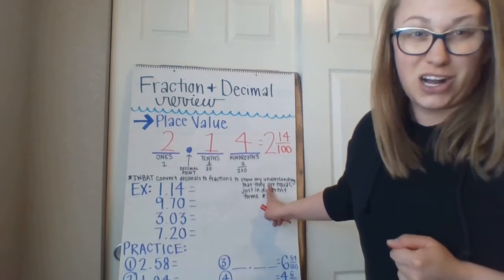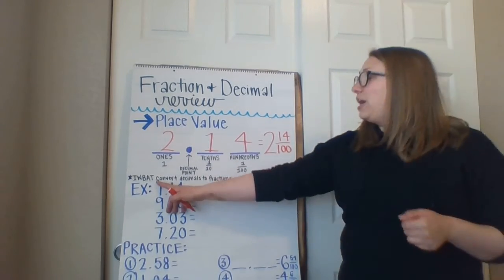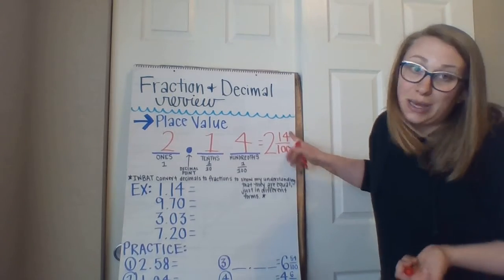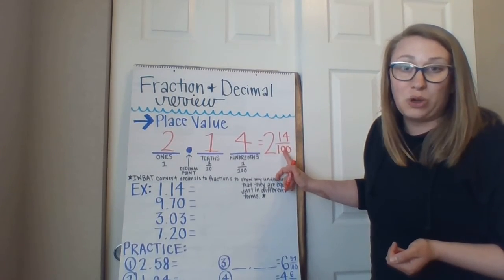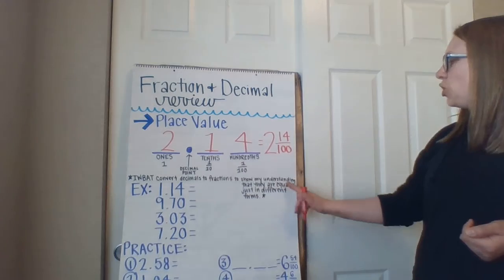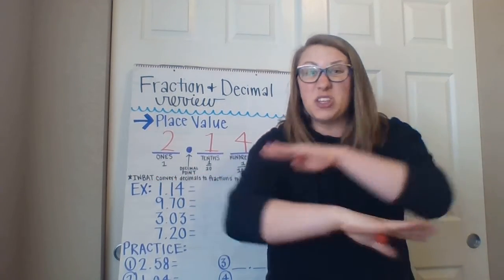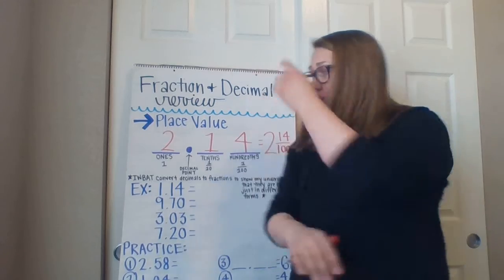Here's a learning target to talk about, and you'll see why I did that. I will be able to convert decimals to fractions. This is actually a mixed number, right? Because it has a whole number and a fraction. To show my understanding that they are equal, just in different forms. Remember, they're the same. They're equal to one another, you guys.